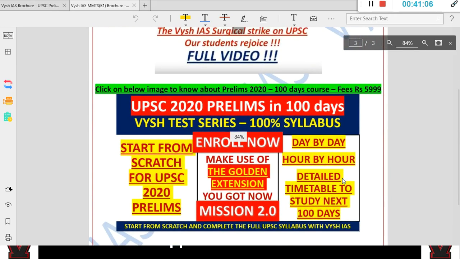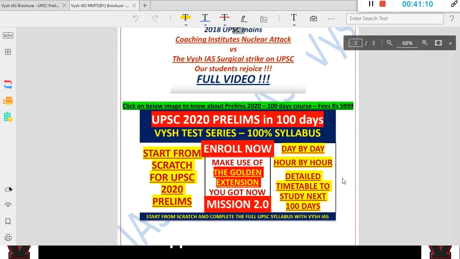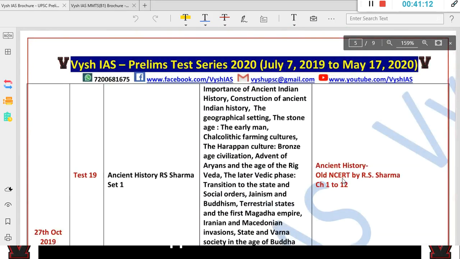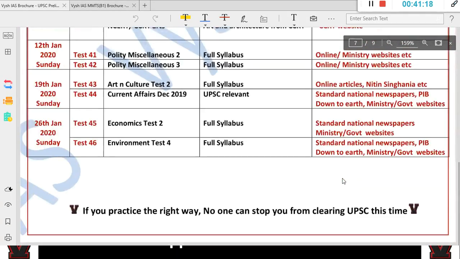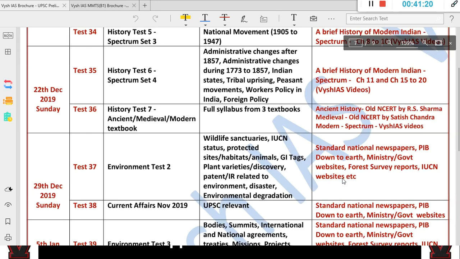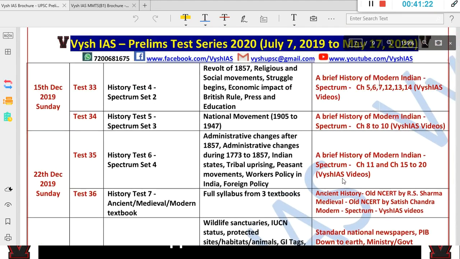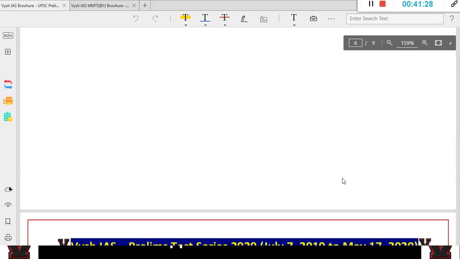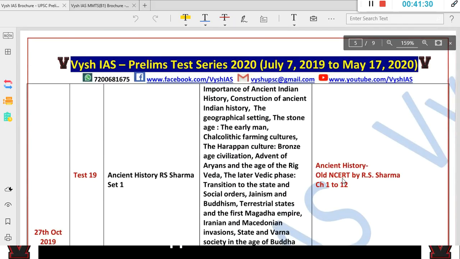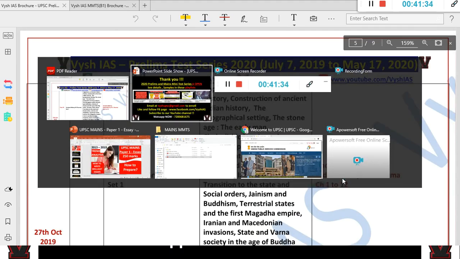And then this is a prelims course. Again, if you click on that, it will tell you the full brochure walkthrough. Here itself I showed you. This is the brochure. Every textbook is covered, almost every textbook. Sharma, Satish Chandra, Nitin Singhania, Spectrum, then economics, Ramesh Singh, little bit portions are there. Environment, Shankar IAS is there. Almost everything I have covered, which is the maximum an average student can possibly study. All these are covered in detail, and both are priced at 5,999 as of now, separately. So you can come and enroll.